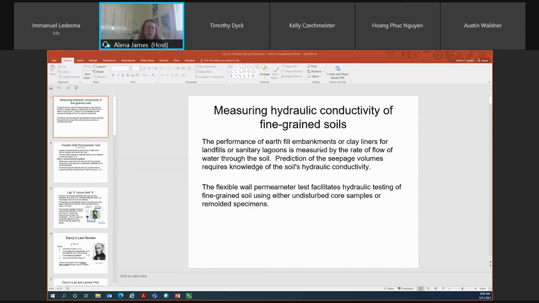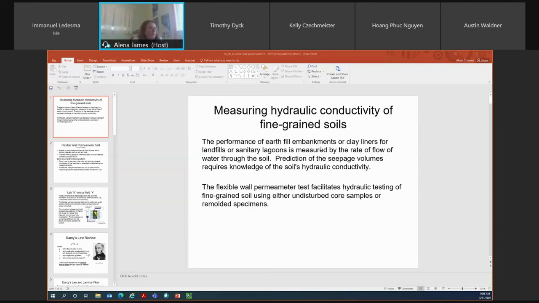The same with the foundation material beneath a flood protection dike. If the foundation material beneath a flood protection dike is quite porous and it has a high hydraulic conductivity, again, the flood protection dike isn't going to keep the community safe. People's houses will flood and there would be significant damage. So this is an example of where we would have to have a good understanding of the hydraulic conductivity of both the embankment structure and the foundation.